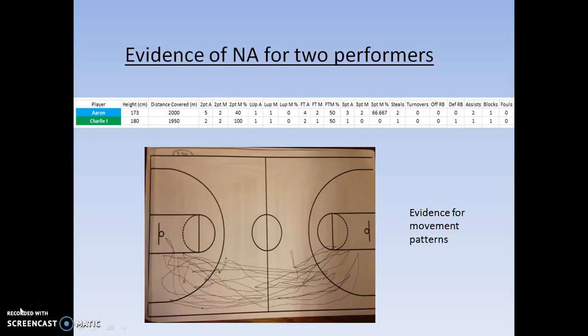Having done my notational analysis, here are my results and my evidence. This will be explained further in 6.4.